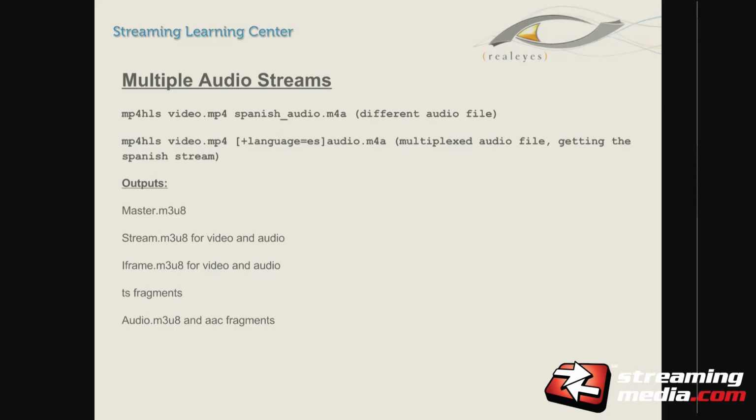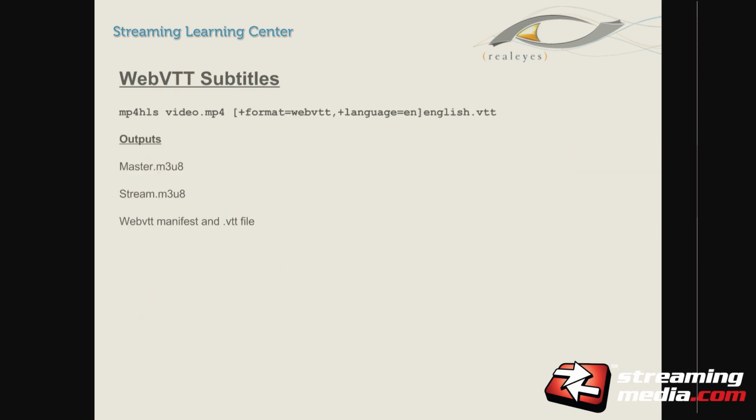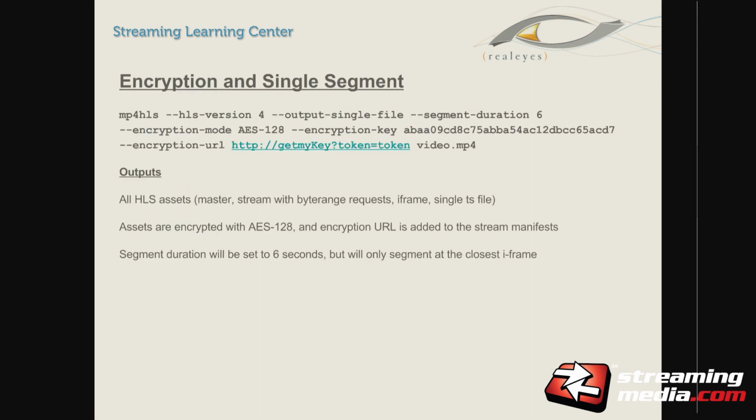If we want to work with multiple audio streams, we can manage that in a couple of different ways. We can specify whether or not we want to do language tags, or there's just going to be default audio, and it will automatically manage generating the M3U8s and the AAC fragments, putting those together in our master manifest for us for multi-audio management. WebVTT is something similar as well. We just specify, hey, we want to do a WebVTT, specify the language, and the output, and we'll be able to get that as well.